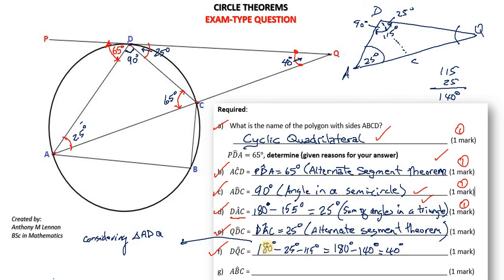When you have 180 and you take the sum of the other two angles from it, you get the remaining angle. And so your reason at the end will be sum of angles in a triangle, which is equal to 180 degrees.